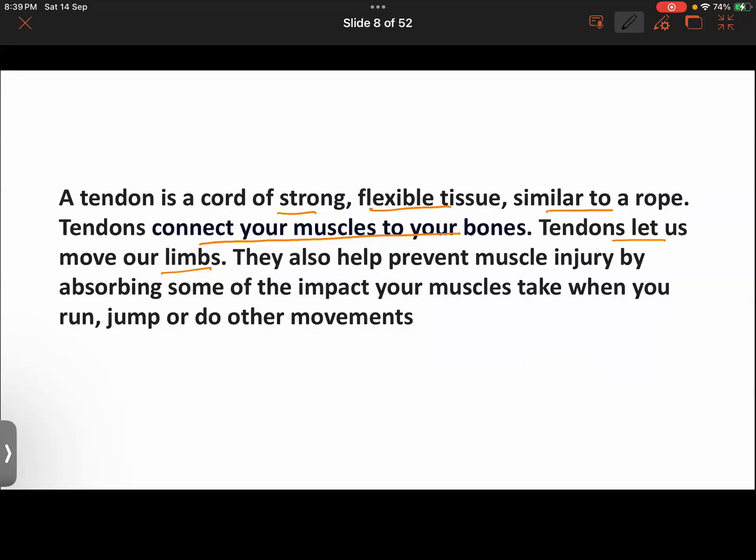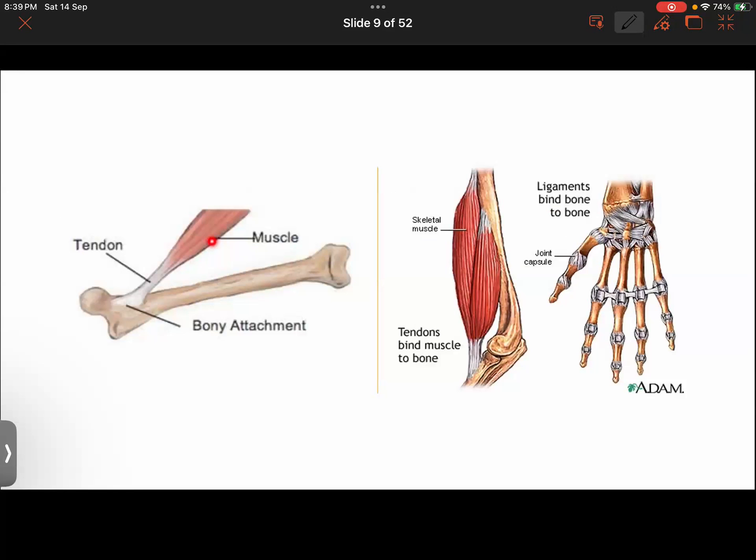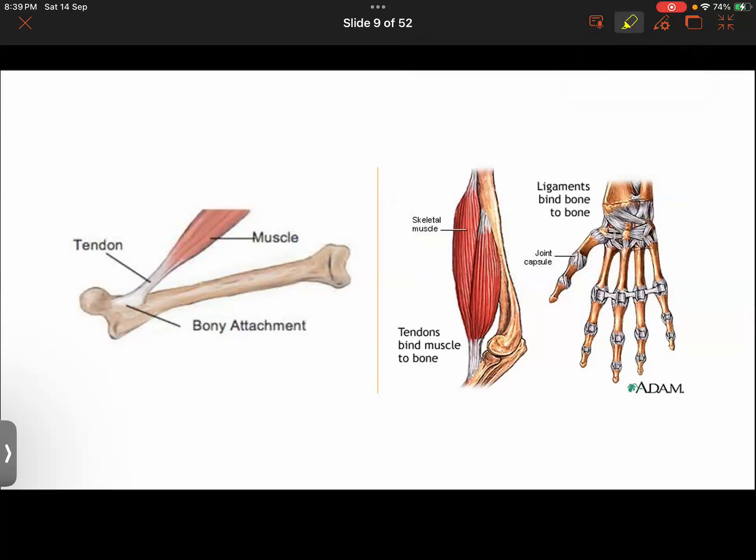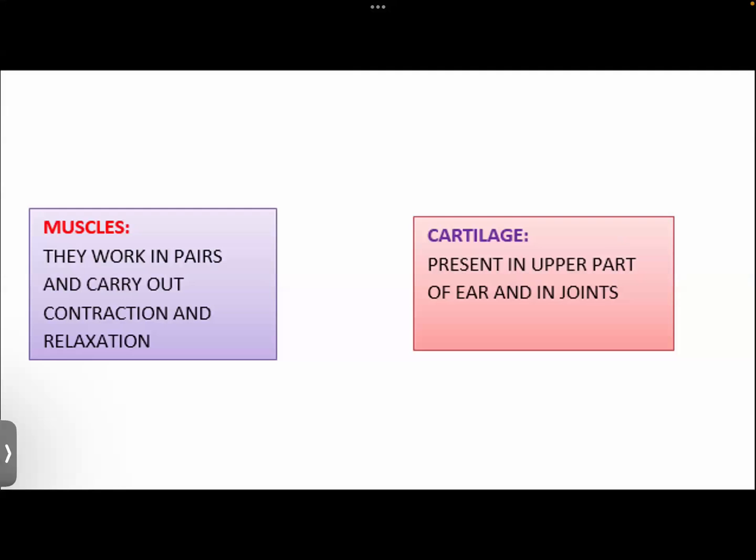So what we were learning about the tendons now, it's a strong flexible tissue similar to a rope. It will be connecting your muscle to your bones. Like you can see here, a muscle is connected to the bone with the help of this tendon. Got this, Halima and Suleiman? Yes, sir. You can look at some other parts of the body also where it is present. So that is tendon.